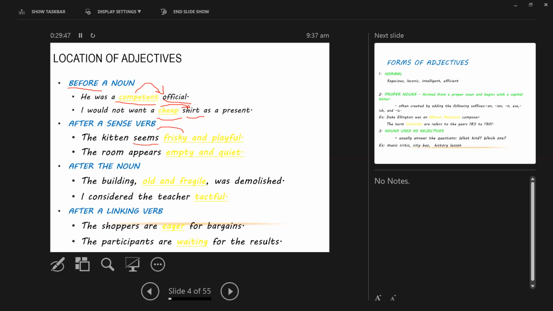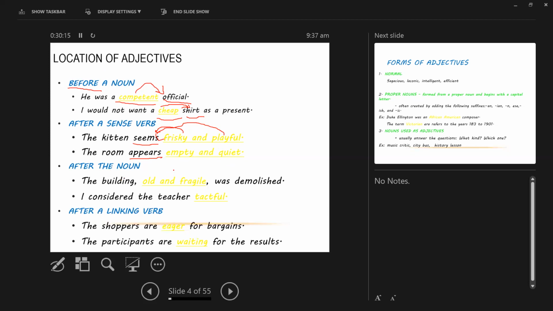Frisky and playful. Okay? So, ayun po yung sense verb, seems. Okay? The room appears empty and quiet. How does the room appear? Empty and quiet. Again, the sense verb here is appears.